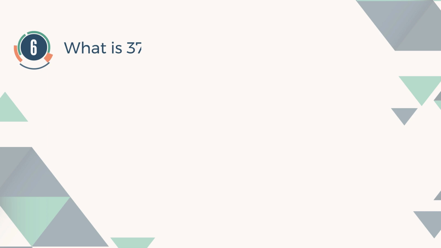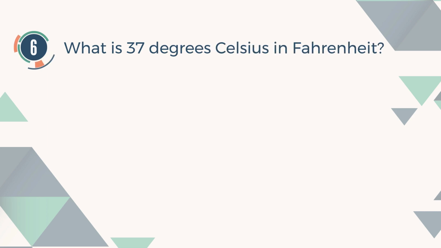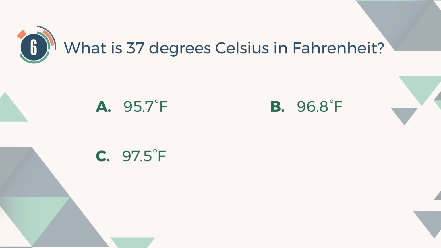Number 6. What is 37 degrees Celsius in Fahrenheit? A. 95.7 Fahrenheit degree. B. 96.8 Fahrenheit degree. C. 97.5 Fahrenheit degree. D. 98.6 Fahrenheit degree.